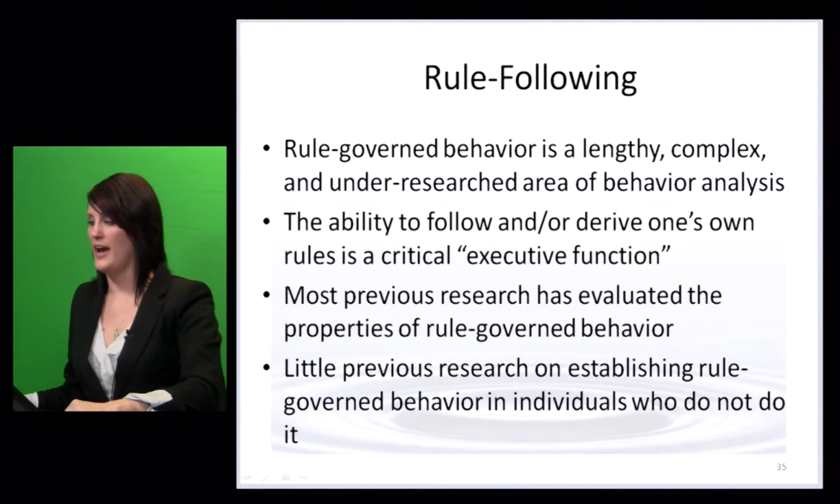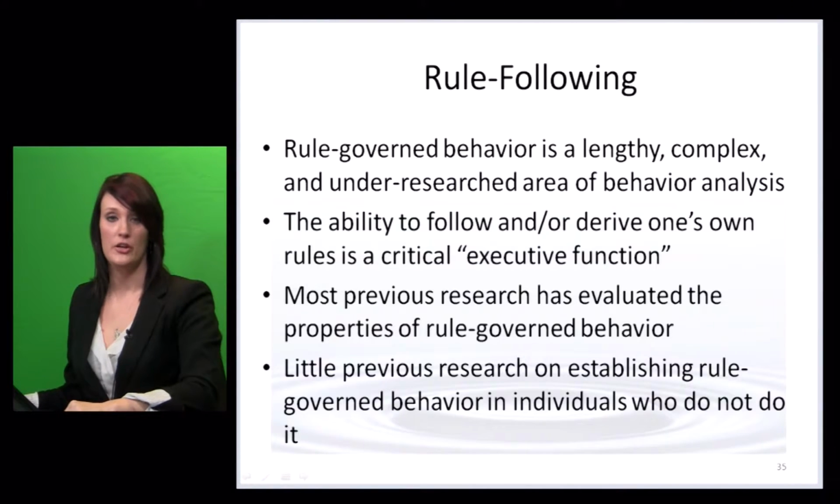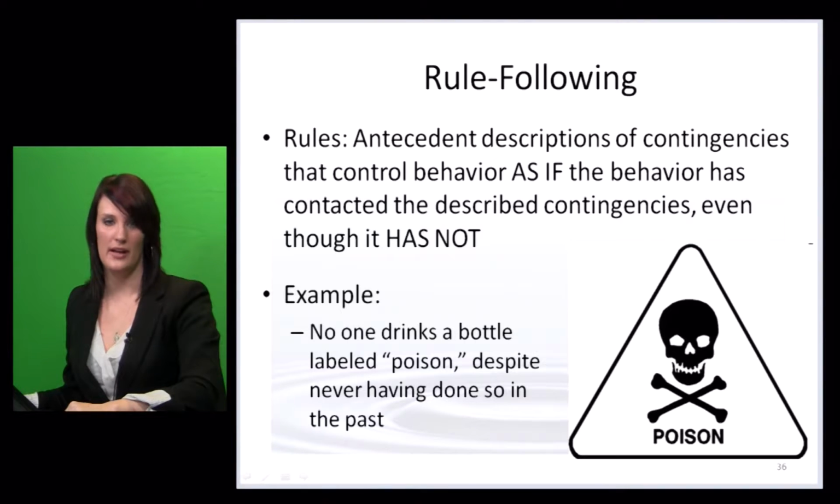Most previous research has evaluated the properties of rule-governed behavior, but little previous research on establishing rule-governed behavior in individuals who do not do it has been conducted. So specifically, we're talking about children with autism who are not able to engage in these behaviors. So rules are just antecedent descriptions of contingencies that control behavior as if the behavior has contacted the described contingencies, even though it has not.